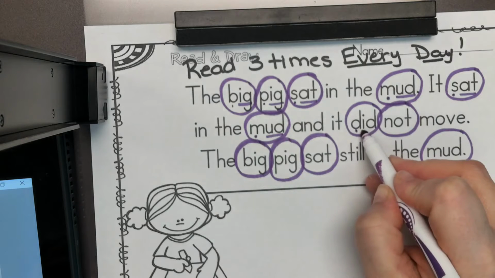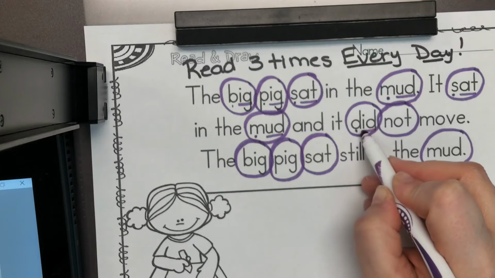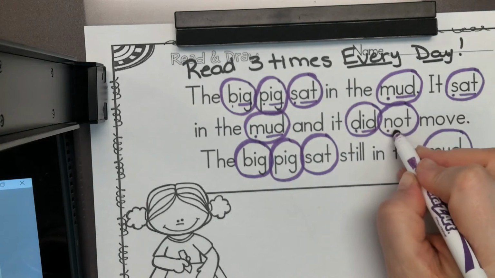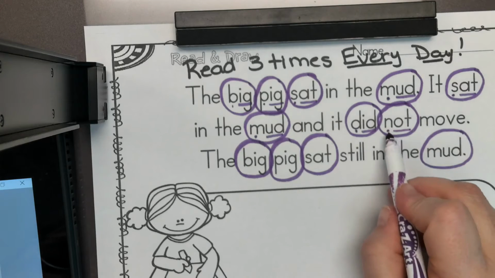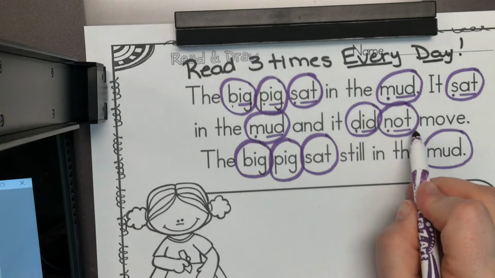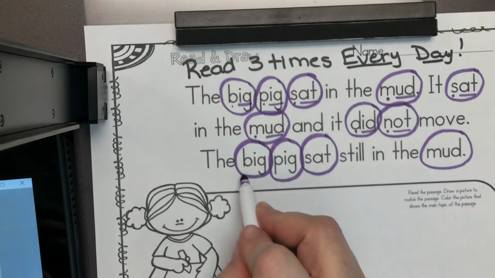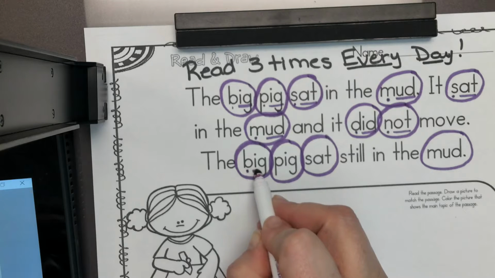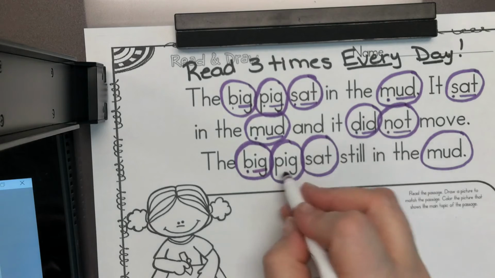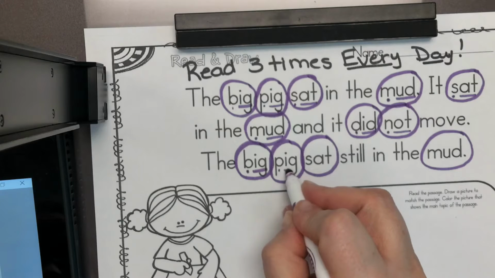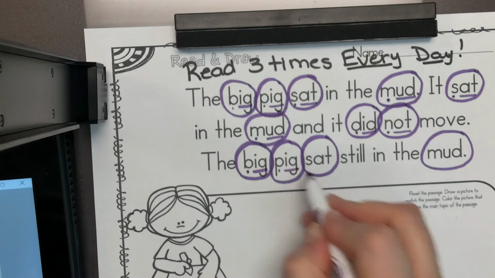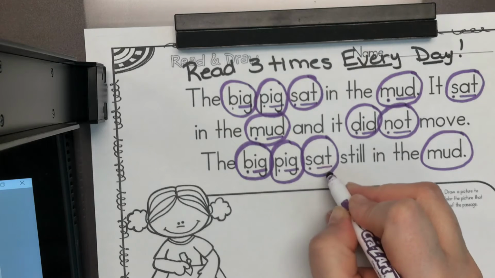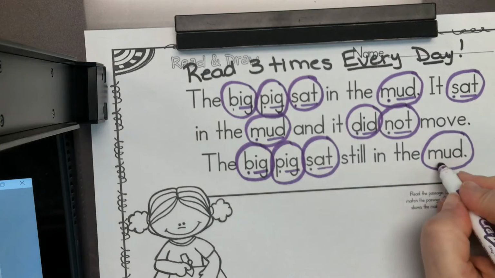D-id, did, did. N-ot, not. Coming down. I've seen this word. B-ig, big. P-ig, pig. S-at, sat. Oh, and here's our last one.